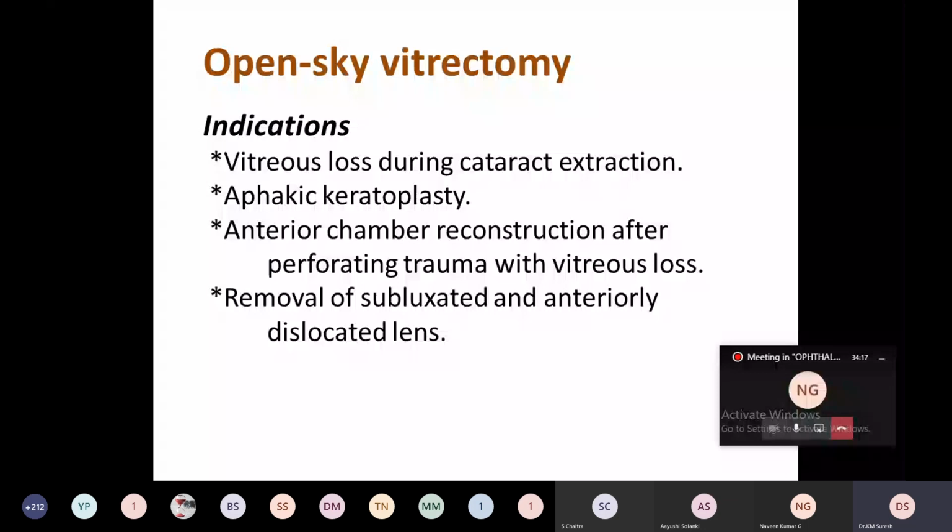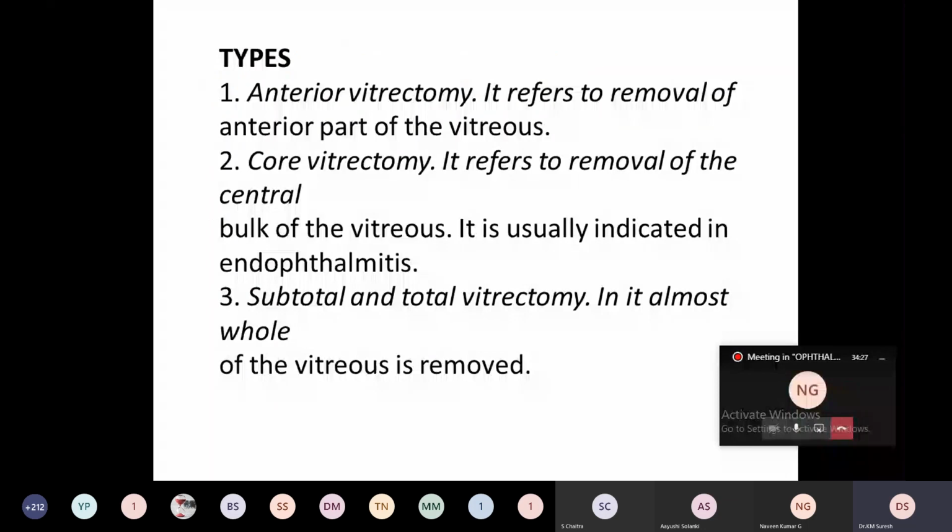Anterior vitrectomy refers to removal of the anterior part of the vitreous. Next one is core vitrectomy, which refers to removal of the central bulk of the vitreous, and this is usually indicated in case of endophthalmitis. Subtotal or total vitrectomy: the whole vitreous cavity is pathological. You are supposed to remove the whole of the vitreous, and that is referred to as subtotal or total vitrectomy. It is almost the whole of the vitreous being removed.